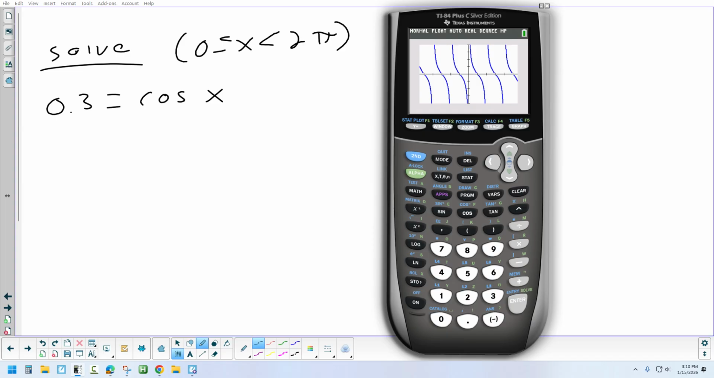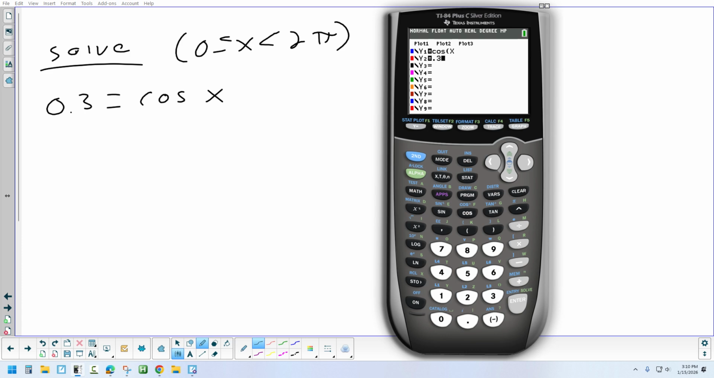Any thoughts? Benjamin, what do you think? Can you repeat the question? So I want to solve this graphically. Go to y equals. Okay, so go to y equals, and what would I do from there? Put in cosine x. All right. And then go to another and put 0.3. All right, so we got that.